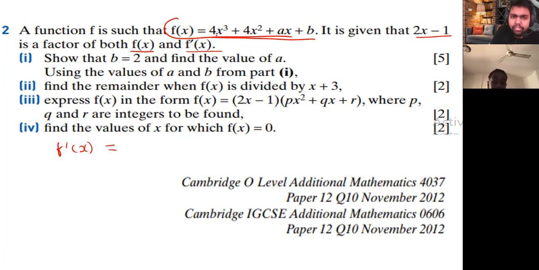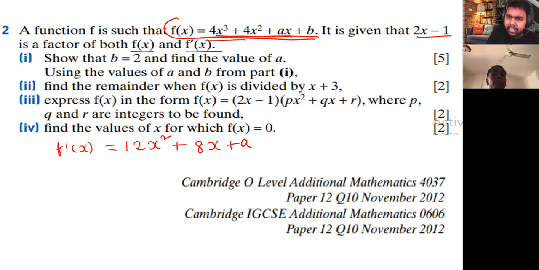So you know how to differentiate. When we are going to differentiate this whole function, what are we going to get? We are going to get 12x square, then plus 8x plus a. So now I have two functions. I have function f(x) and I have the other function f dash x, that means the derivative of this function. Okay. Is it clear?